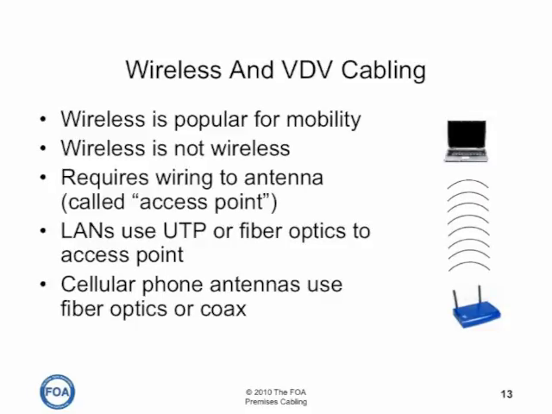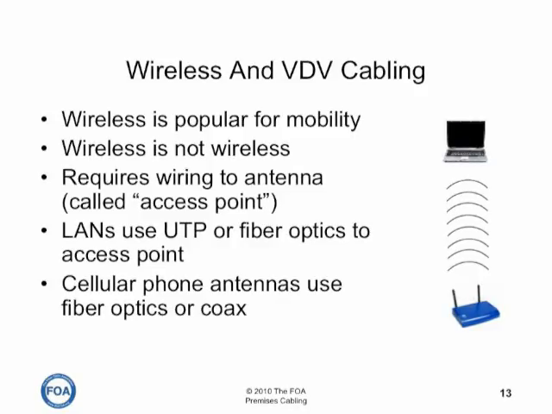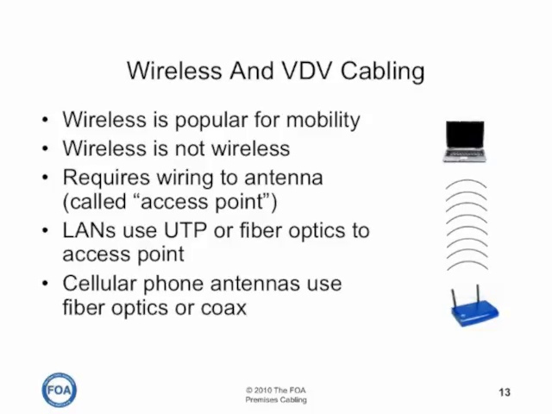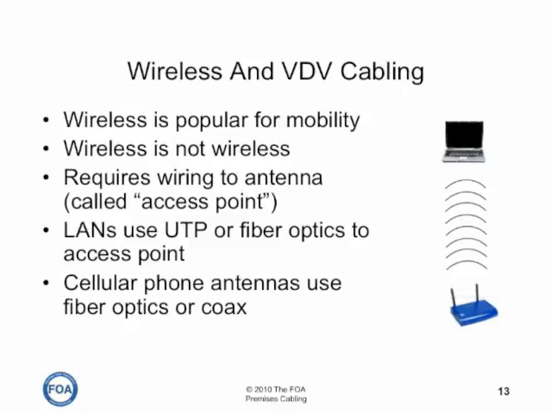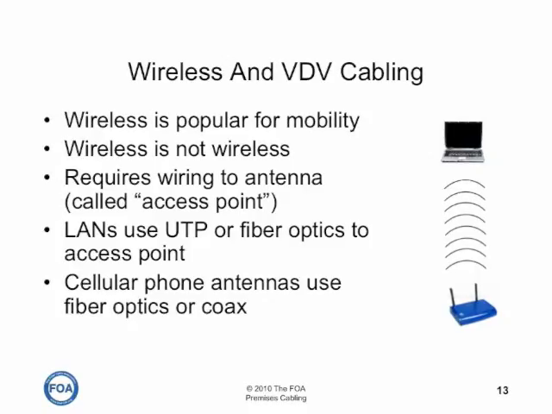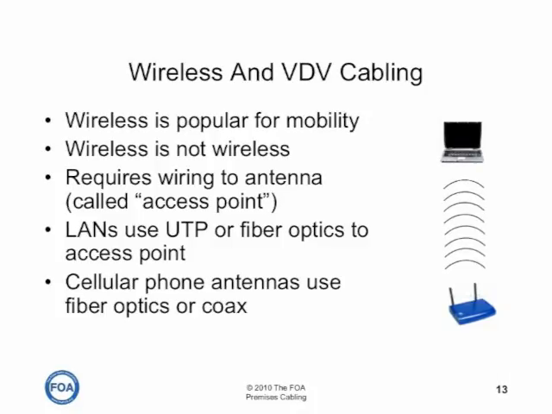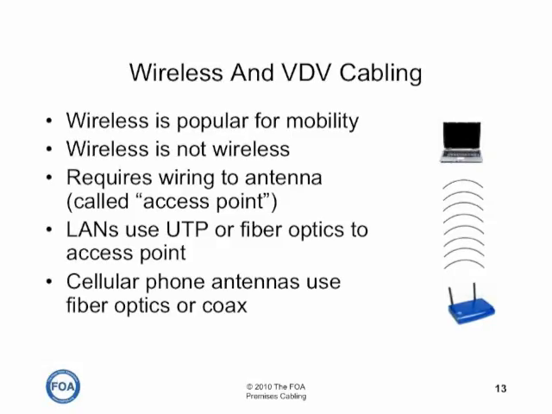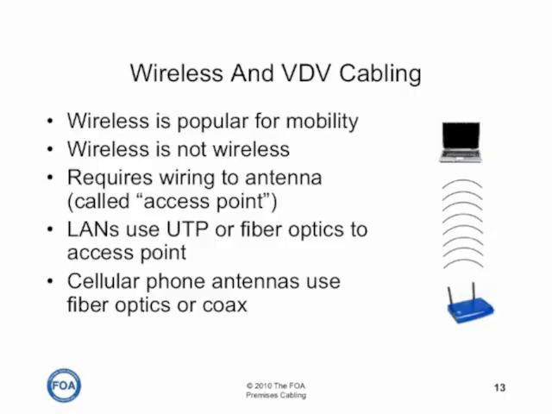Today, most users like to have mobility, and mobility means wireless. Their laptops, tablet computers, and even their cell phones will connect up to Wi-Fi. But wireless is not wireless. It merely uses an access point connection to the device, replacing a patch cord. So all the access points have to be wired either with UTP or fiber optics into the normal local area network backbone. Cellular phone antennas are also often used indoors, and those typically use either fiber optics or coax to connect.